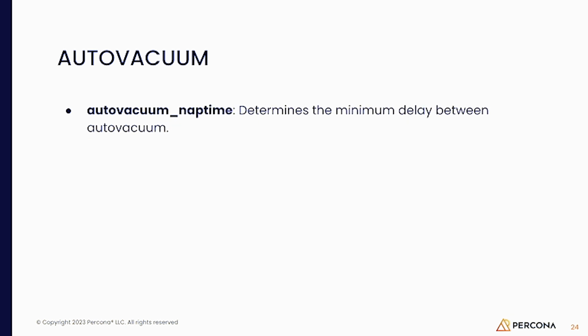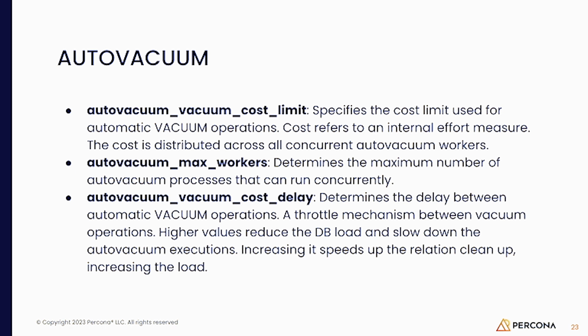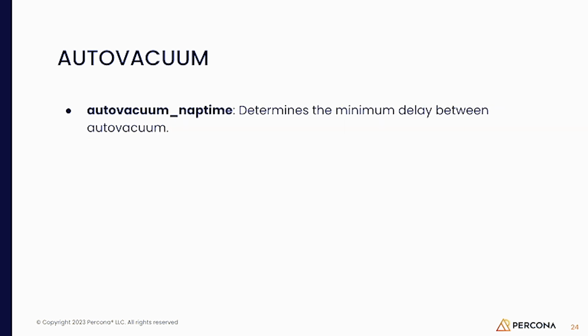Okay, and the nap time. We mentioned that the cost limit is for all the workers, and it's a measure that allows the vacuum to process the table in batches. Every time we reach the cost limit, we stop for a while, and that time is decided by the nap time. The nap time decides how long the vacuum will need to wait until the next batch.